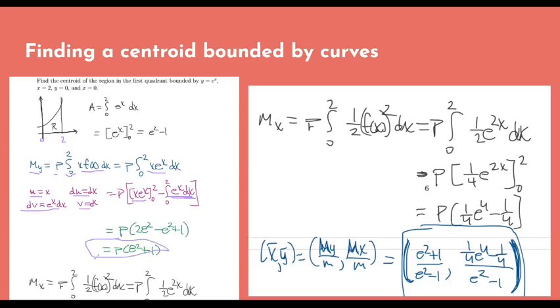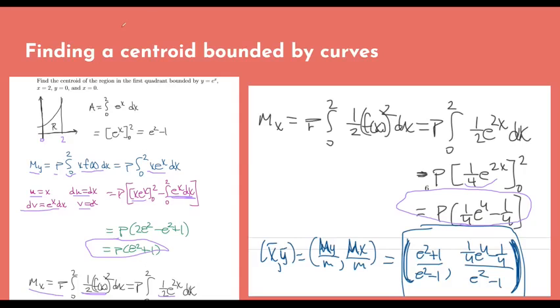P, or not P, I'm used to saying that. It's really rho, I think, rho. Sorry, I'm not very good with my Greek letters, but rho times e squared plus 1. Now, Mx, same thing, but this time 1/2 times the function squared. Oh, yay, now we don't have to do some stupid integration by parts. Instead, it's just a u-sub, and you would get 1/4 e to the 2x, and then when you plug in 0 and 2, you get this.